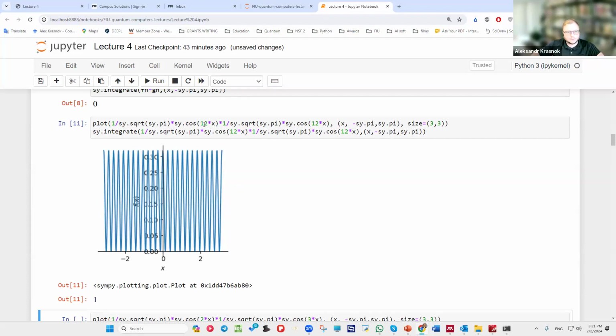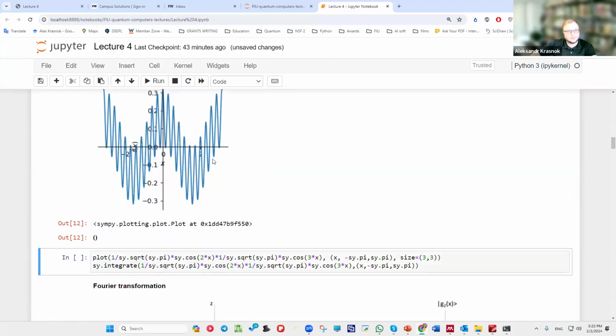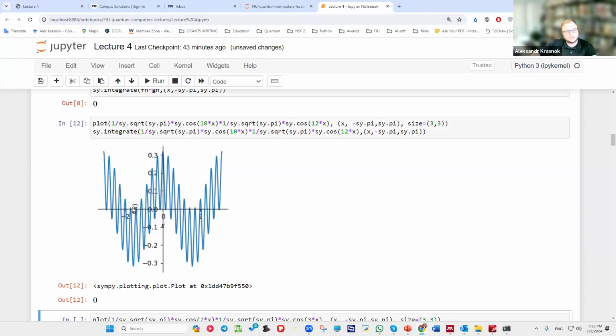But at the same time, if I change this number, for example, cosine 10x times cosine 12x, what do I get? A very sophisticated function, which looks like this. You see this.